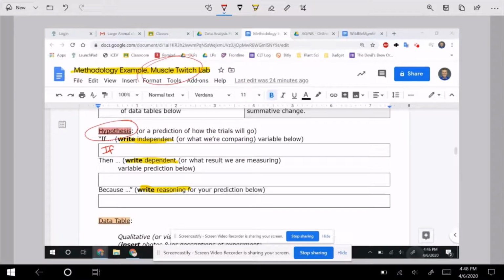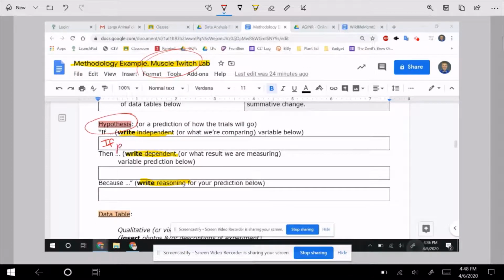What's my change? What am I making? What am I changing about my experiment that is going to cause some sort of change in data? So in this case, if I think it was planking, planking is used for slow twitch compared to walking.